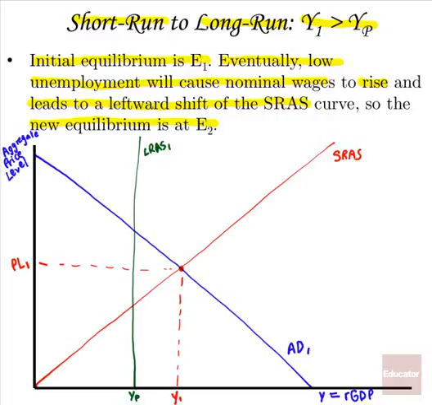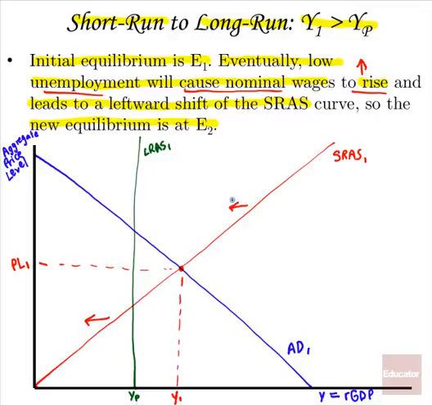So what happens? Eventually, low unemployment, because the economy is basically heating up. It's greater than its potential output. It will cause nominal wages to rise. So if wages rise, we know that that's one of the reasons that would shift the SRAS back to the left here. So the SRAS shifts to the left here.